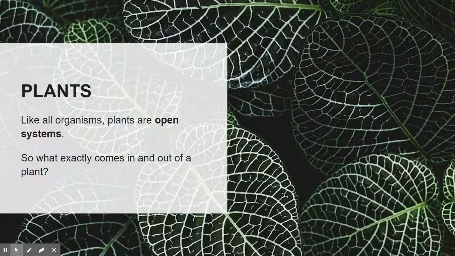So first, let's talk about plants. Like all other organisms, plants are open systems. That means that it can exchange matter with its surroundings or with its environment, but it can also exchange energy with its surroundings or with its environment. So what exactly comes in and out of a plant?